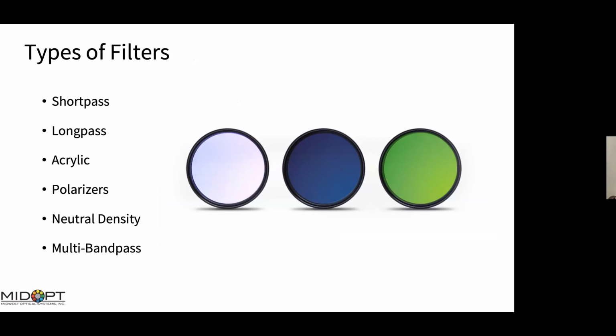In addition to bandpass filters that we mentioned earlier, there's lots of different kinds of filters. I just want to go over a few here that are most commonly used in machine vision applications. Short pass, long pass. Acrylic is not so much a filter as it is a type of material that we use to make filters, but we have some acrylic options as well. Polarizers, neutral density, multi-band pass. And we'll go over each of these and look at some different applications and see how they can work in your various use cases.